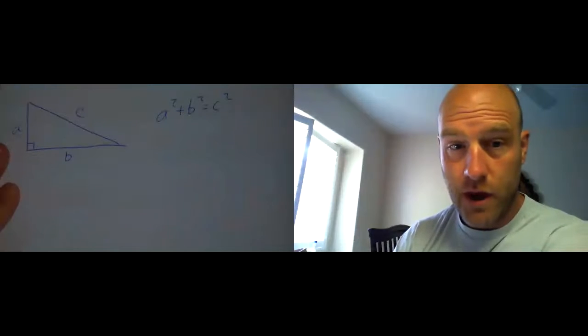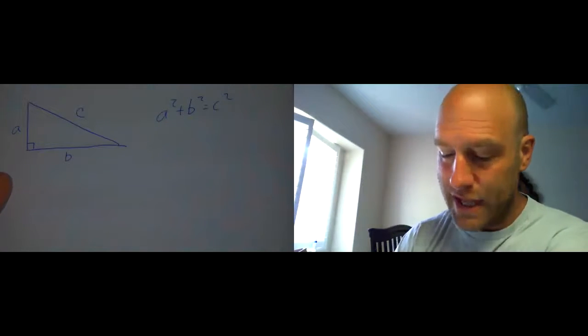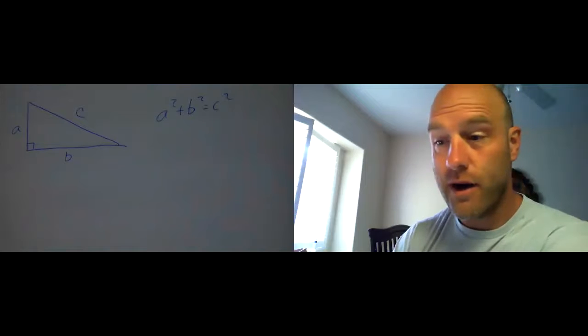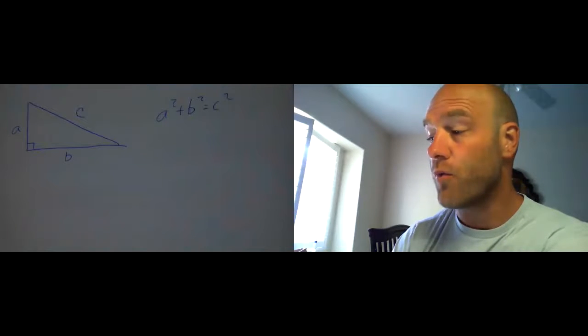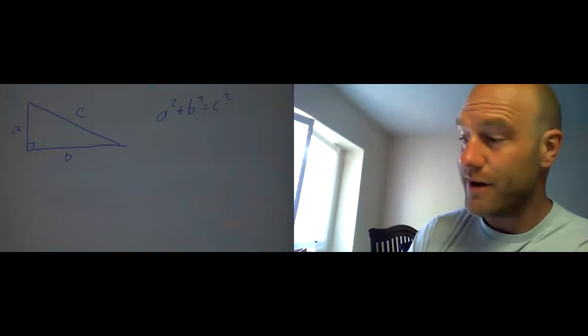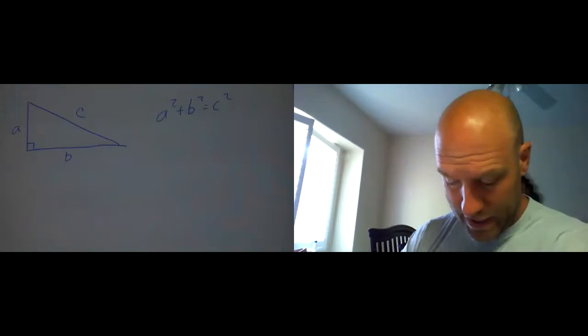Or if I look at the converse, it really says if a squared plus b squared equals c squared, then the triangle is a right triangle. If a squared plus b squared is greater than c squared, then it's an acute triangle. And if a squared plus b squared is less than c squared, then it is obtuse. All of that information is right here, page 385 in the book.